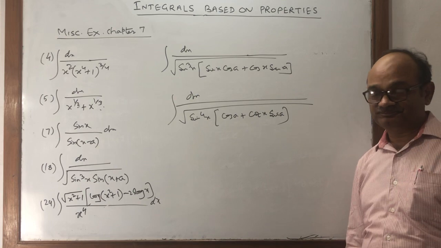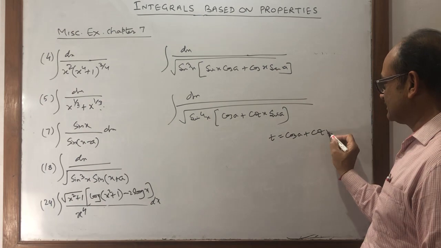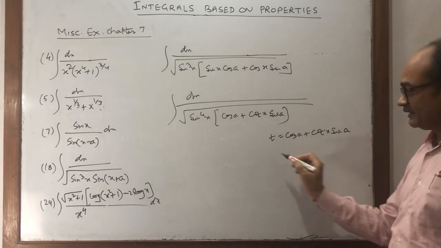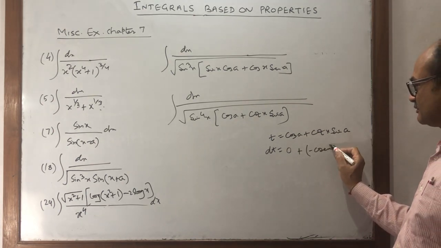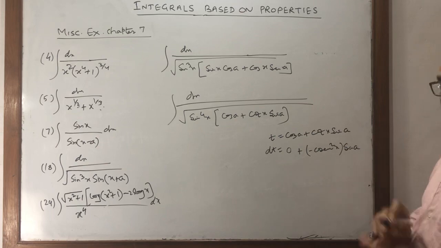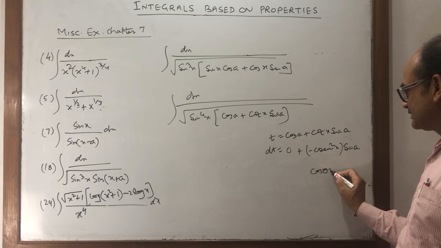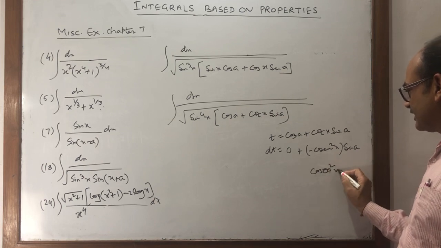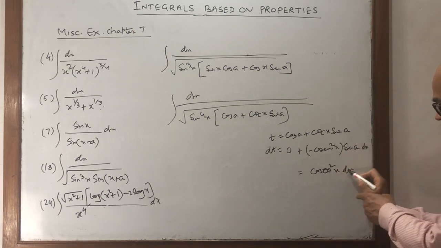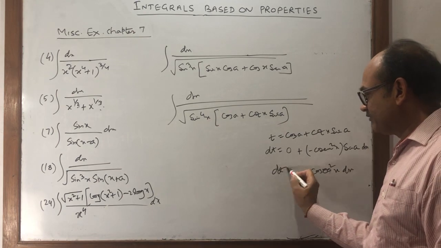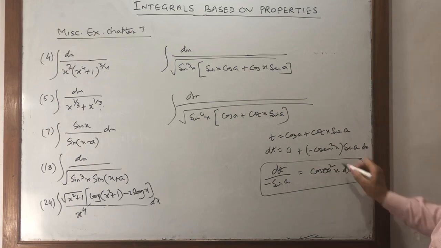Now the hint is with you. Suppose we take cos a plus cot x sin a as t. Then dt equals cos a times 0, and this is minus cosec square x and sin a constant. So what is cosec square x dx? It is dt divided by minus sin a. So this value we can use here.